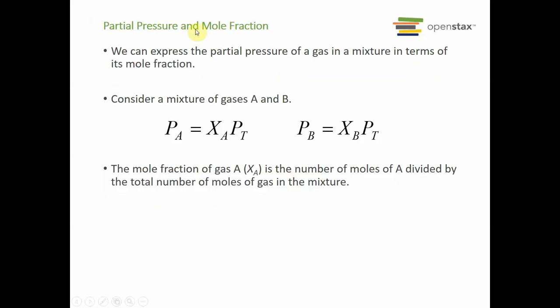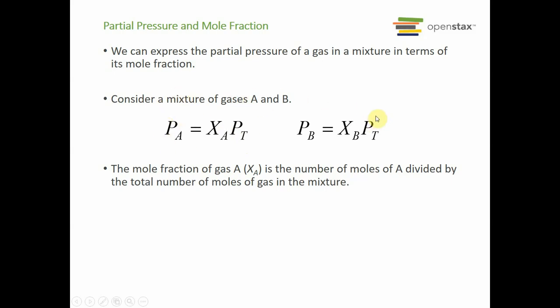Okay, we can express the partial pressure of a gas in a mixture in terms of its mole fraction. Consider a mixture of gases A and B. So this would be your 15 pounds per square inch. Oxygen is present at a 0.2 or a 1/5 mole fraction in the air. And so 1/5 of 15 psi is 3 psi.